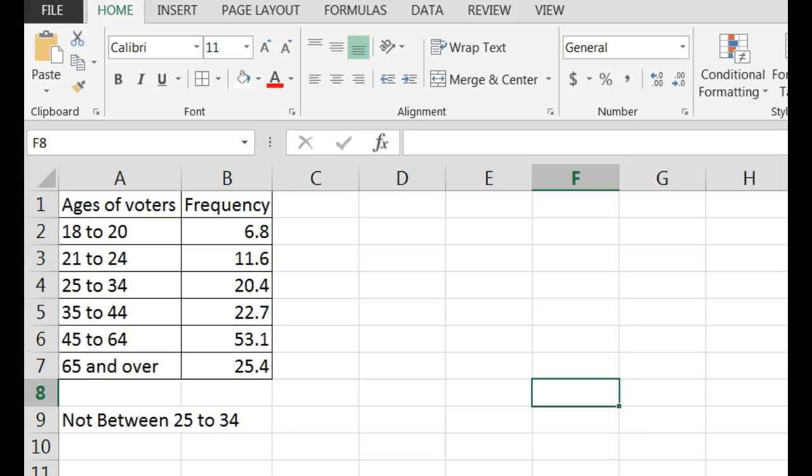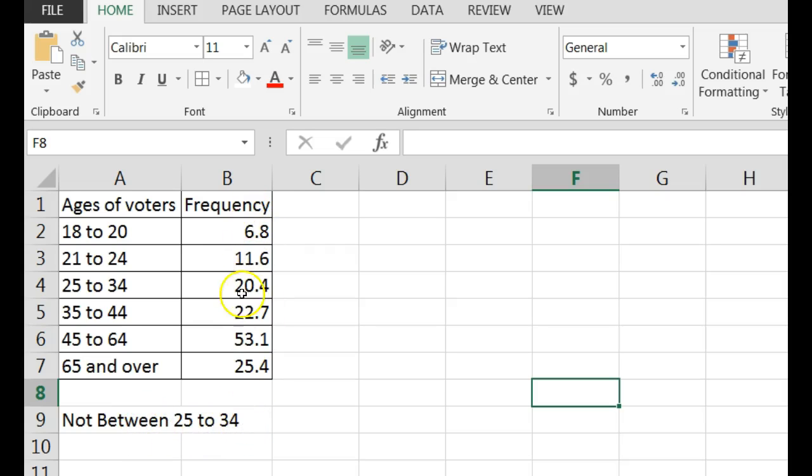Now I'm looking at a problem similar to the third question in the week 3 homework. It says use the frequency distribution given, which shows the number of voters in millions according to age, to find the probability that a voter chosen at random is in the given age range. But they're asking us for the age range not between 25 to 34.